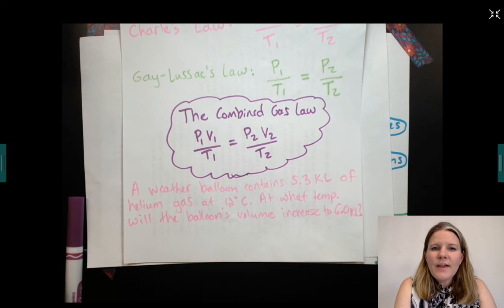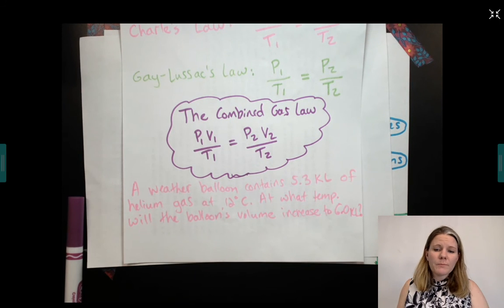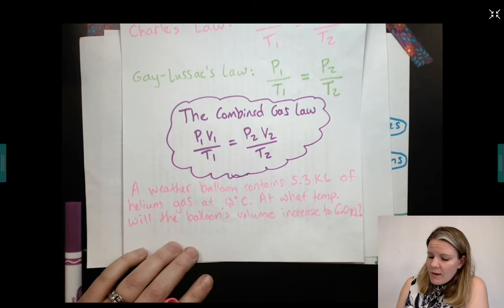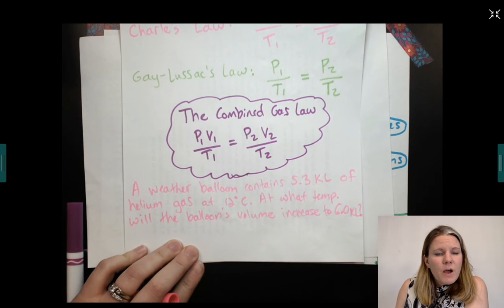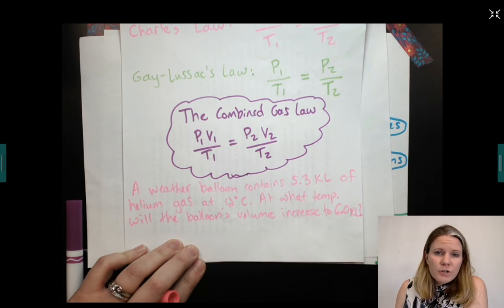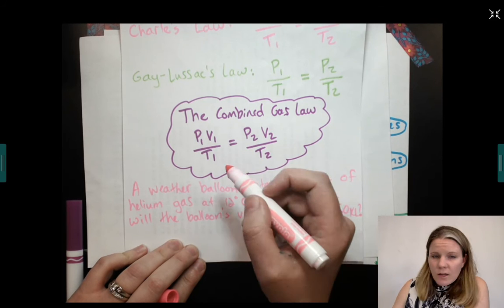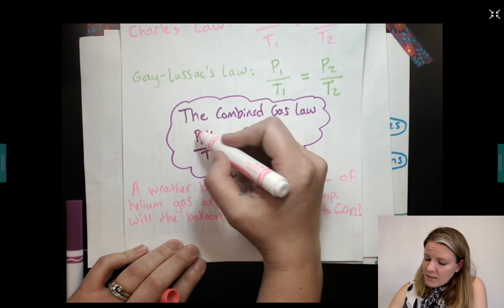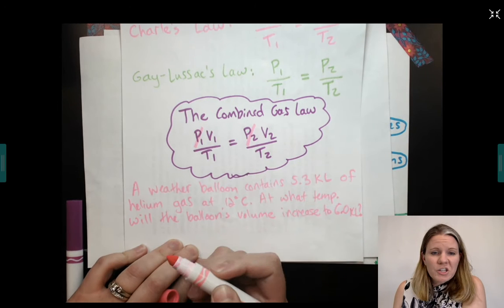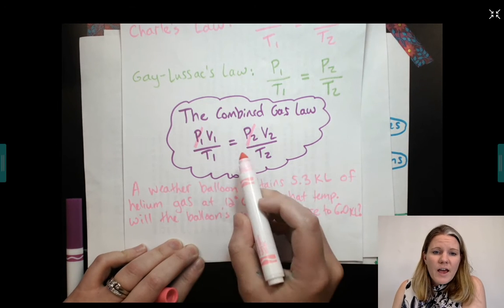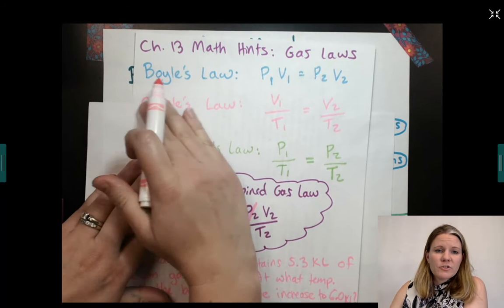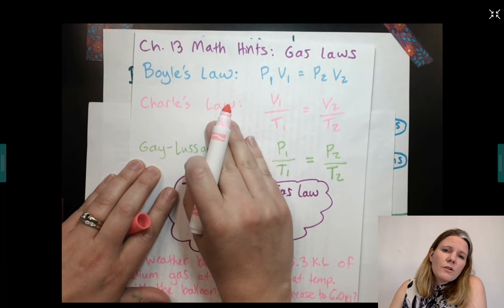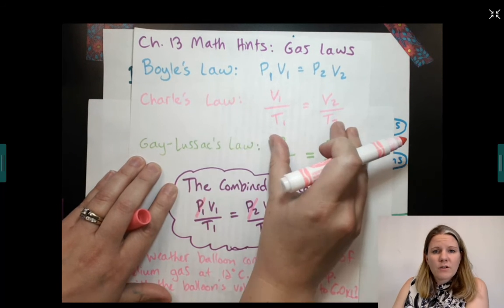You may notice in this problem that we're dealing with volume and temperature. They don't mention pressure in this problem, which implies that the pressure is constant. So if you take a look at this combined gas law and just simply cross off pressure, you're going to notice that volume and temperature are left, which is Charles' law. So basically, we're going to be using Charles' law in this problem.